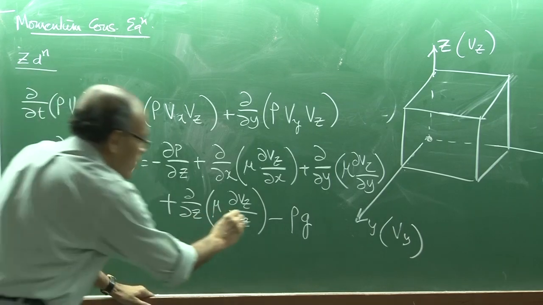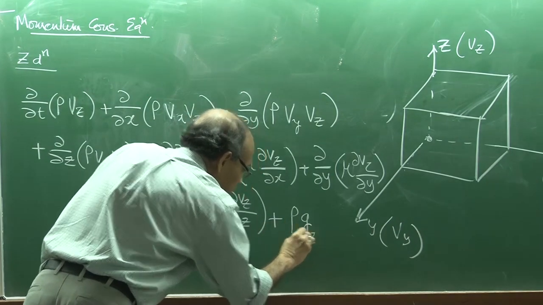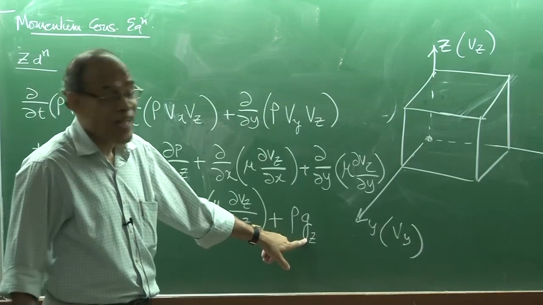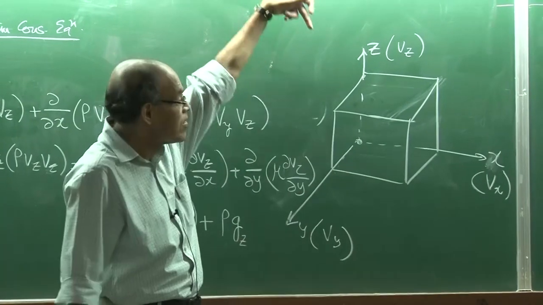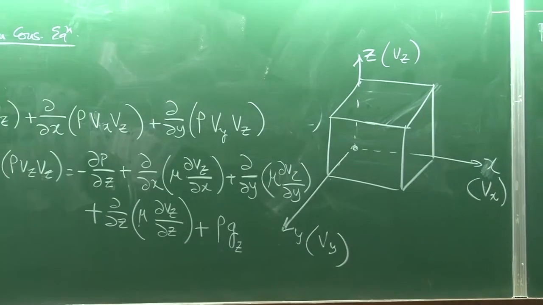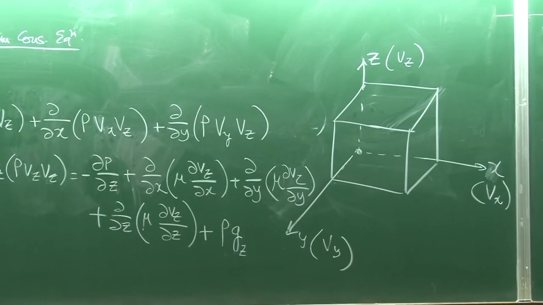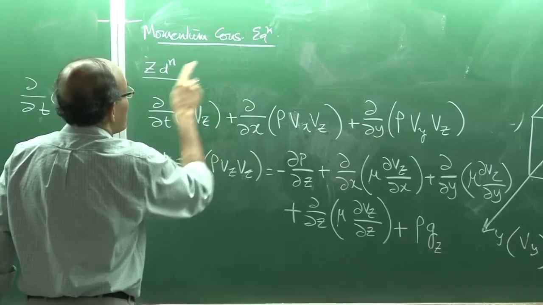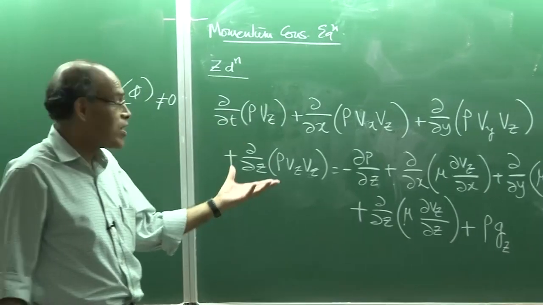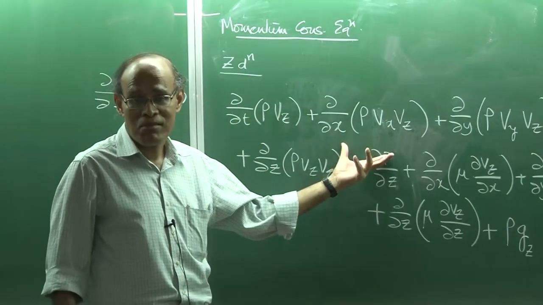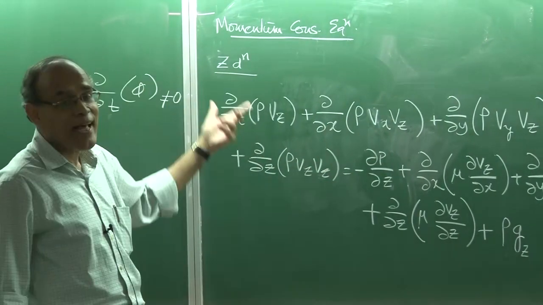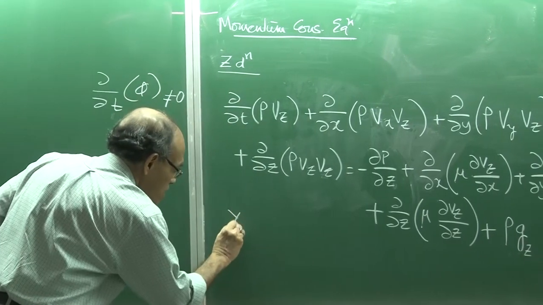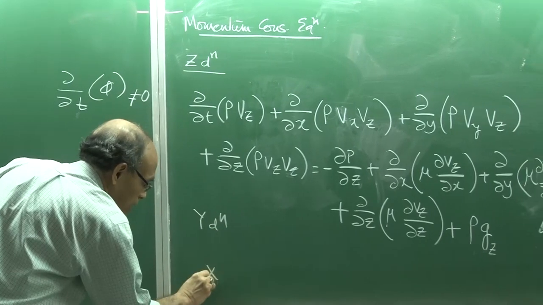Or I will write like this. In some textbooks, they write like this. And you note that the component of gz is minus g, which is 9.8, because the axis is located in this direction. The gravity is acting, as we know, in this particular direction. So this represents the momentum conservation equation along the z direction, or we can also say the equation of motion of the fluid along the z direction. I could write the same equation for the y direction, and I can write for the x direction also.